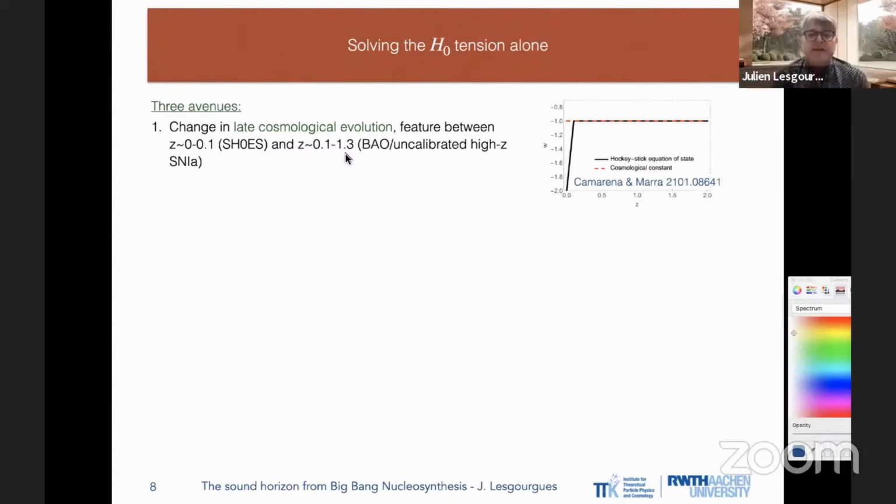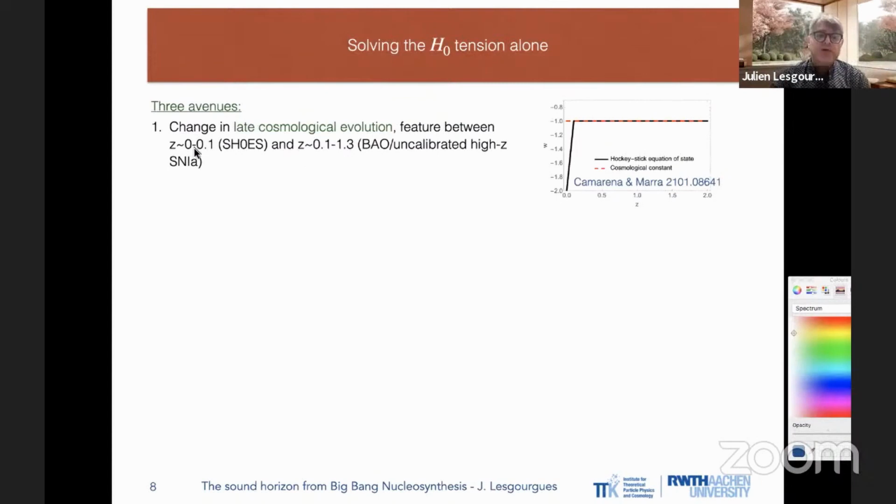And I call them the uncalibrated high redshift supernovae, because in this category of supernovae, usually people don't try to calibrate the luminosity, the absolute luminosity of the supernovae. They leave this as a free parameter because they are more interested in the curvature of the luminosity distance versus redshift relation, independently of the calibration of the absolute magnitude.